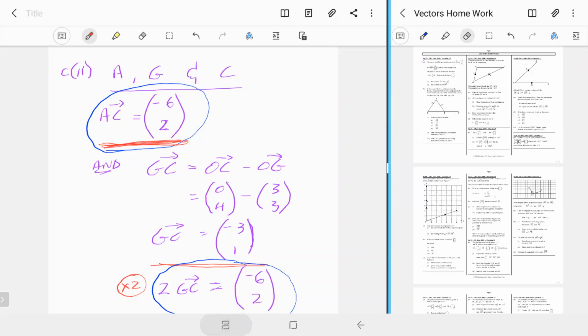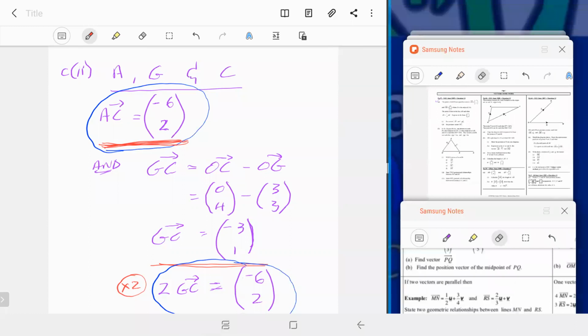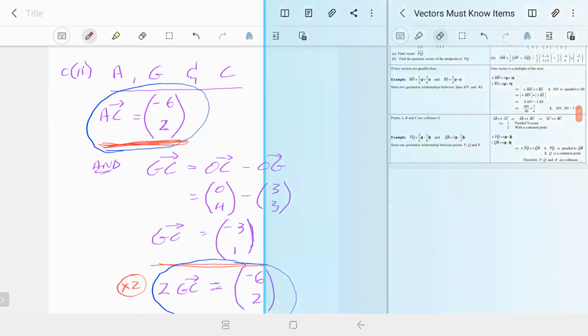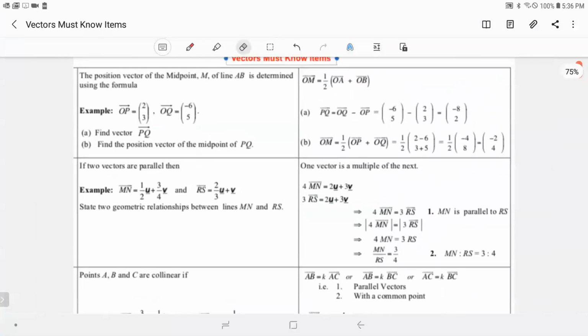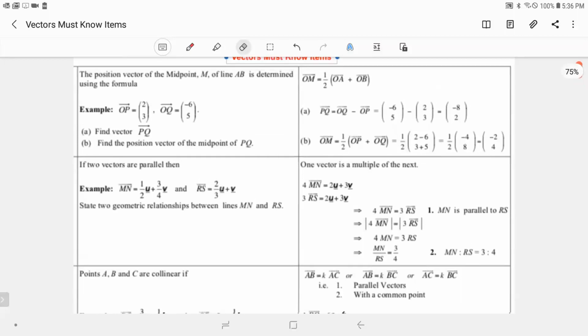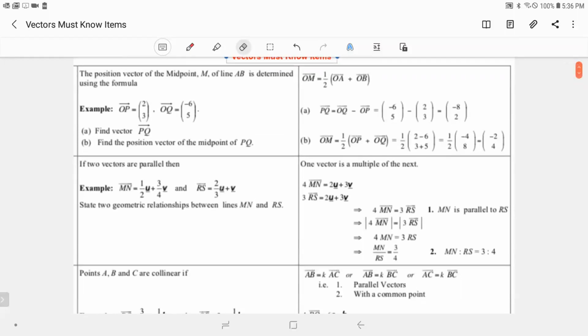But I want you also to remember to use this must-know sheet. Guys, use this must-know sheet as a guide to remember how you do each thing. It's just an example. That's the main rule. For example, the formula for finding the midpoint is this: average. Displacement vector is this: O times the last minus O times the first. Position vector of the midpoint is this: average. It's an example where it is worked out.